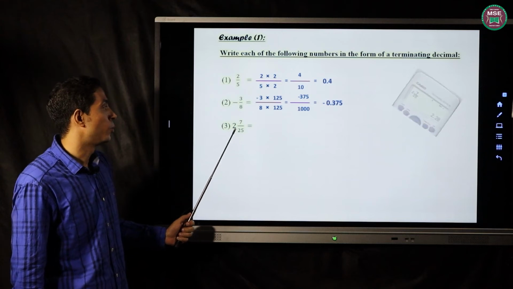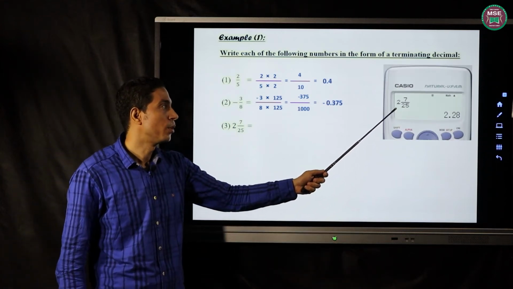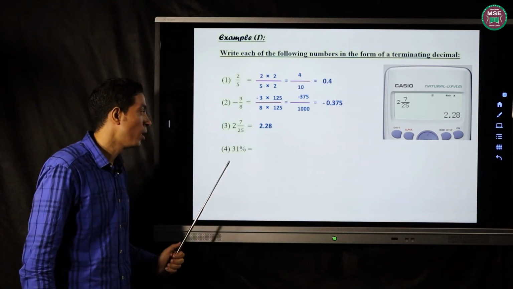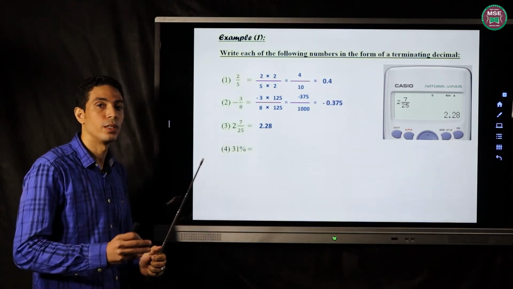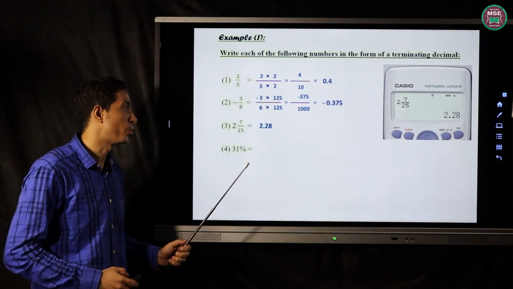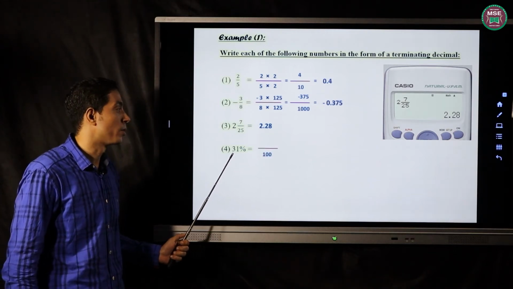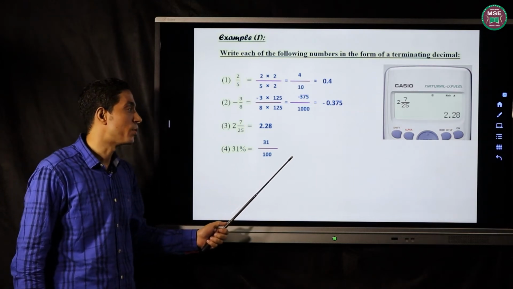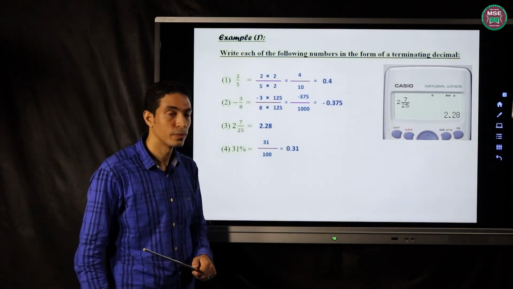Number 3, we type it in the calculator. 2 and 7 over 25 will equal 2.28. Number 4, 31%. We said any percentage is a fraction with denominator equal to 100. Then it will equal 31 over 100, which equals 0.31.